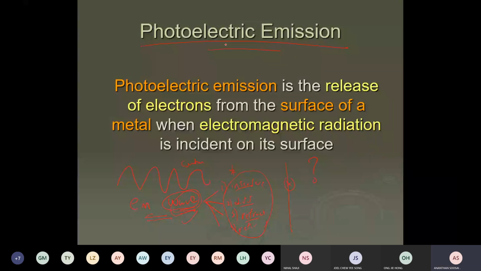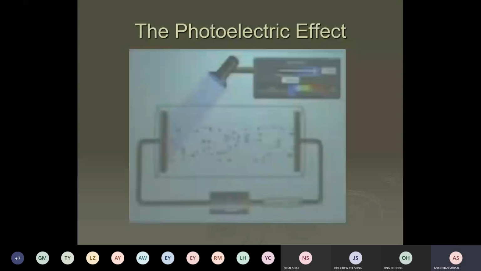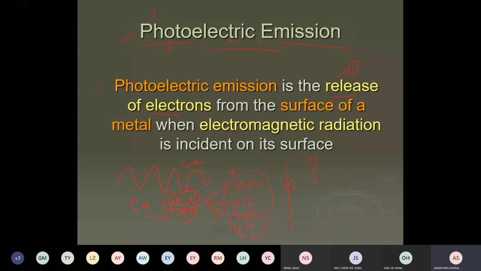First of all, what is meant by photoelectric emission? Photo means light, EM radiation. Electric, light tends to become electric. So what is photoelectric emission? It's the release of electrons from the surface of a metal when electromagnetic radiation is incident on its surface. That's called photoelectric emission.